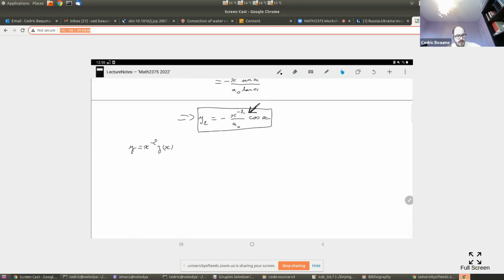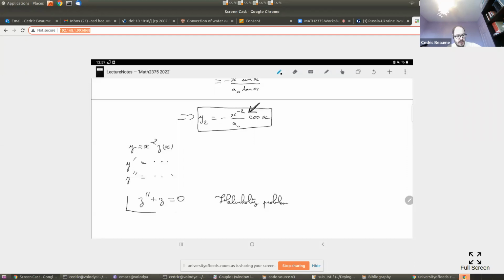So if you plug this into the equation, there are many ways to do it, but it's just polynomial, so it's very simple to write down y prime, y double prime, and plug it into the equation. Then you will end up finding an equation for z, which is z double prime plus z equals 0, right? And that's a typical Helmholtz problem, just dropping the name in case you're interested, which admits the very simple trigonometric functions as solution. So this is what you would end up with, okay?